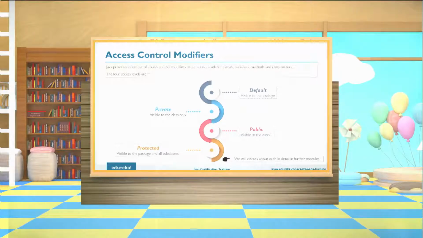Public is accessible to the world. It could be accessed from anywhere within your application, or wherever your class file is. So basically, if you have a jar file, what I'm trying to say is public is accessible anywhere, right? Protected is again visible to the package and all the subclasses.